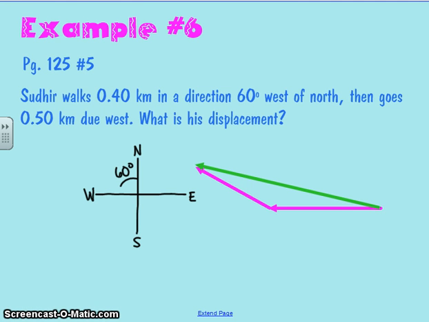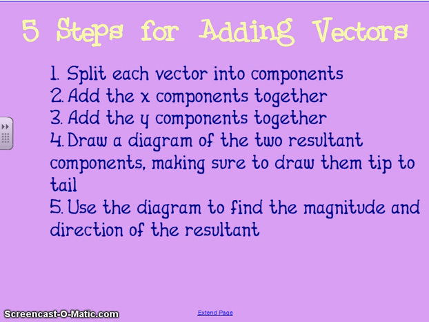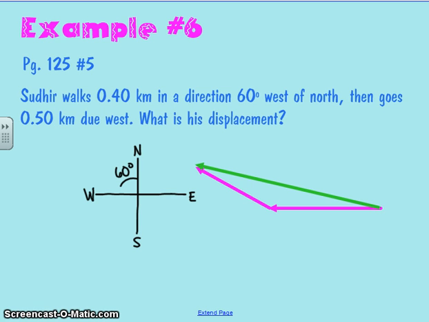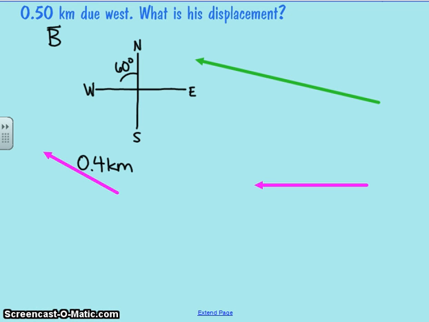I will now start to follow along with those 5 steps. The first step says to find the components of each vector. I'm going to label these vectors so that they're easier to talk about. That first displacement, I'm going to call vector A. And the second displacement, I'm going to call vector B. So if I look at these two vectors, here's A and here's B. I know that A has a length of 0.4 kilometers and B has a length of 0.5 kilometers.